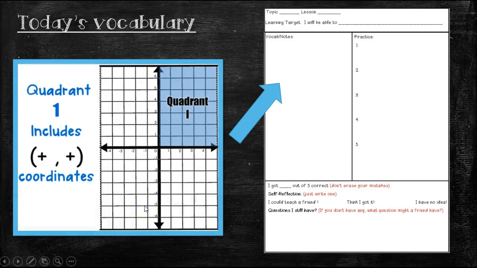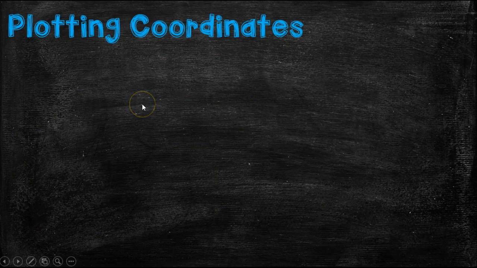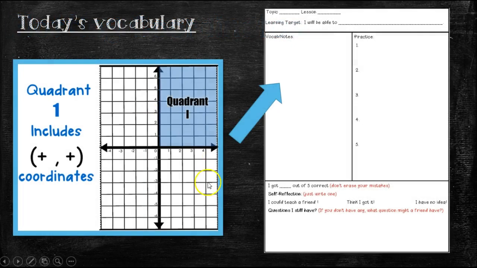Now, in geometry, a coordinate plane includes all numbers, both positive and negative. It's divided into 4 quadrants, and we write the quadrants as Roman numerals, and the order travels around the coordinate plane in a counterclockwise fashion. So here we have quadrant 1, and we would have quadrant 2, 3, and 4.